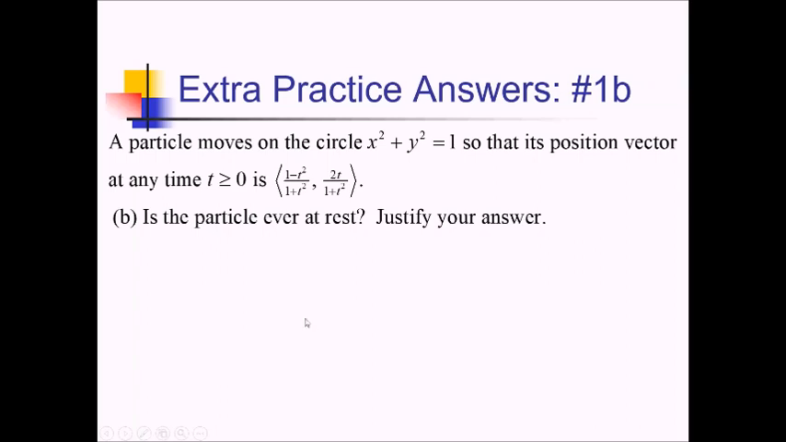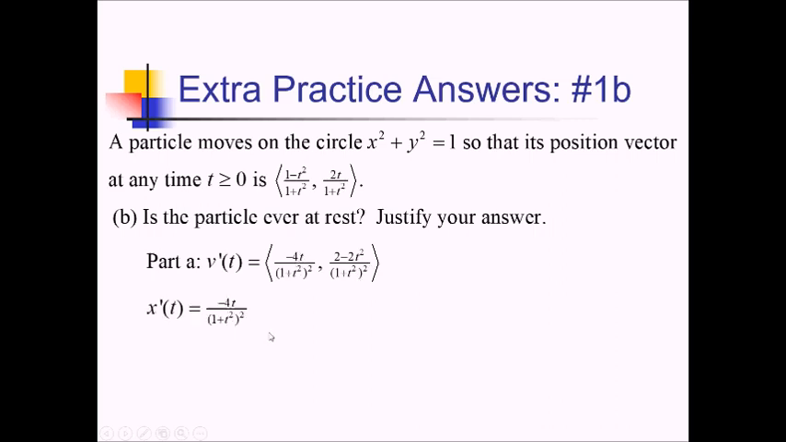For this part, they want to know if the particle is ever at rest. Well, the particle will be at rest if x prime and y prime are both 0 at the same time. So first off, here's my x prime and my y prime that I found in part A. Let me take my x prime and set this equal to 0 and solve. And then any t values I get that make x prime 0, I'll test them out in y prime and see if we also get 0 there.